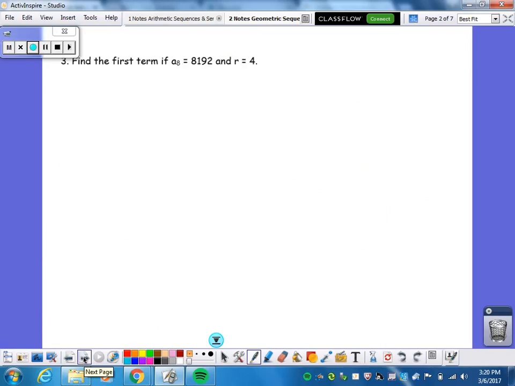So, find the first term if A sub 8 is equal to 8,192 and R is equal to 4. So it's telling us here that our A sub 8 is equal to 8,192, our n is equal to 8, and our R is equal to 4. So we can substitute these values into the equation that we already know. A sub n is equal to A1 R to the n minus 1. Our A sub n is going to be 8,192.